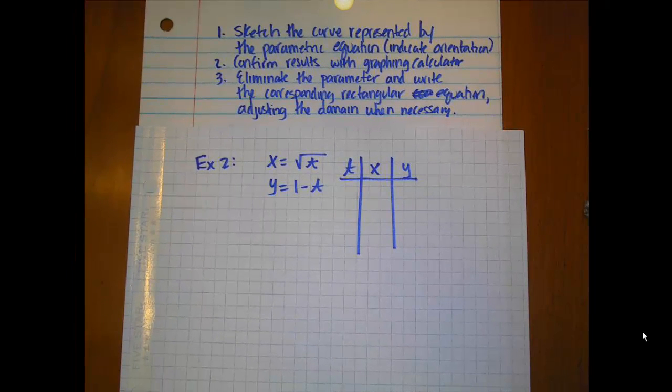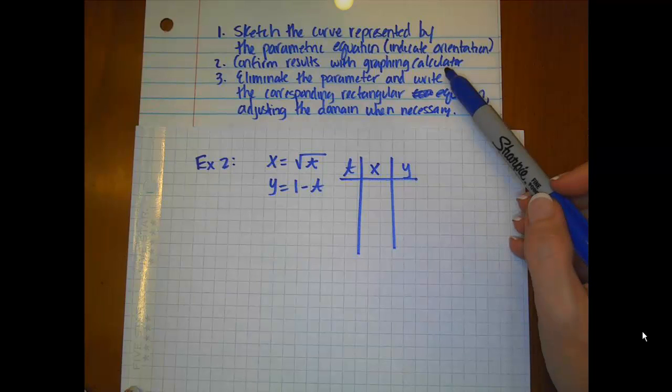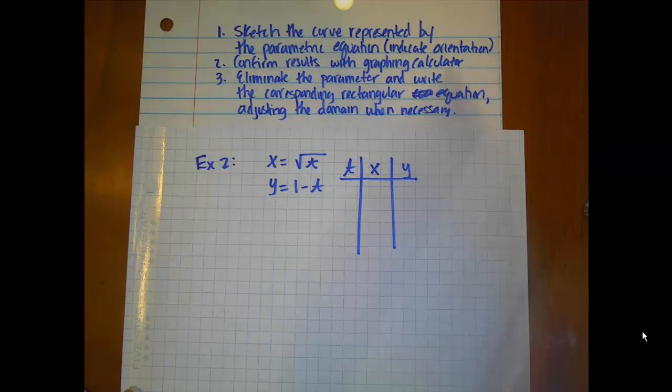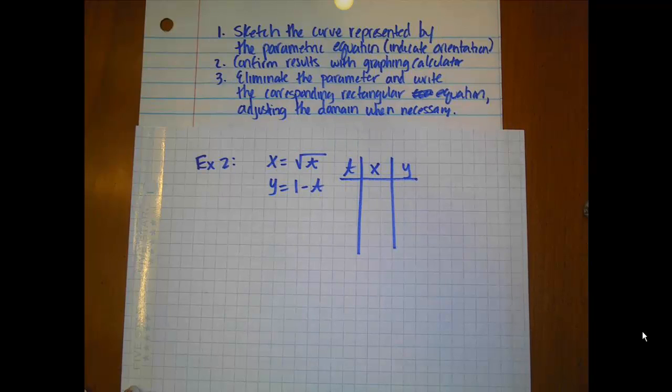For example 2, it's the same directions. We're going to sketch the curve. We're going to confirm our results with the graphing calculator, and we're going to eliminate the parameter and write the corresponding rectangular equation. The reason I'm doing this example is we're going to have to adjust the domain when necessary.